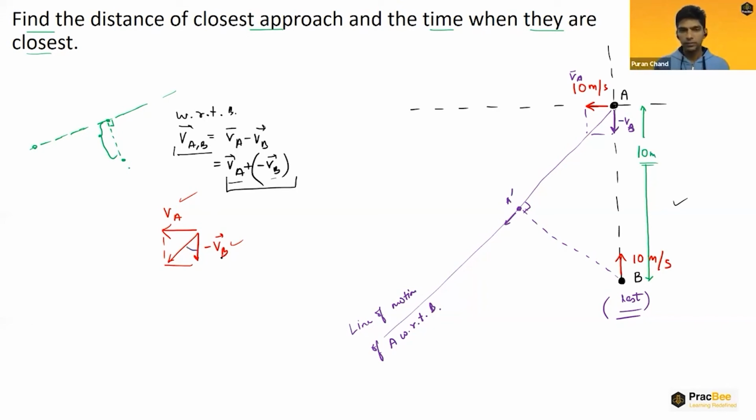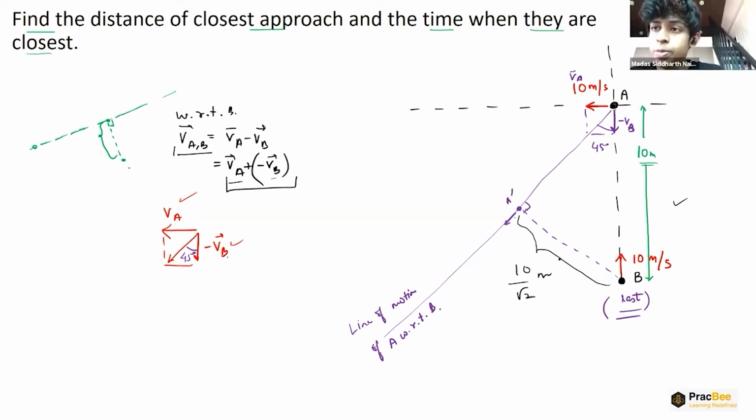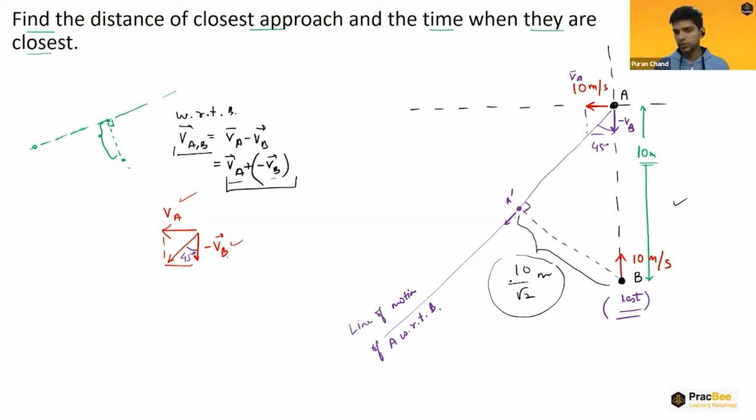Now, what is this angle? Both have the same magnitude, so it will be 45 degrees. So this is 45, and we can say this is 10. So this will be 10 by root 2. So the distance of closest approach is 10 by root 2.